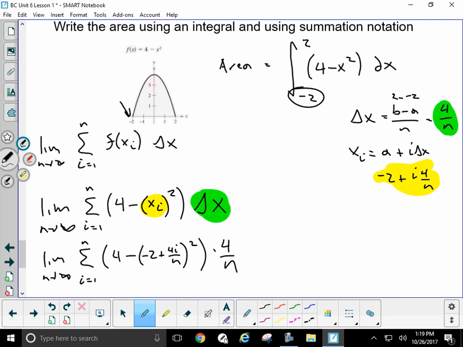Okay, see if you can do the third one in both ways. Integral, easy, which is why after this unit test, you're never going to see the limit notation again. And then the limit notation.